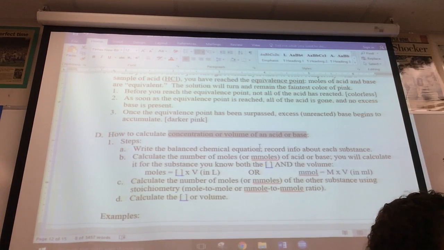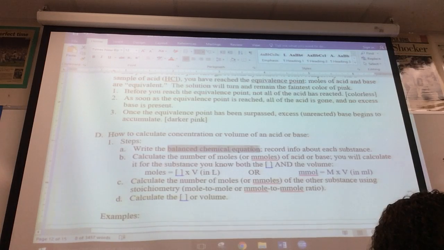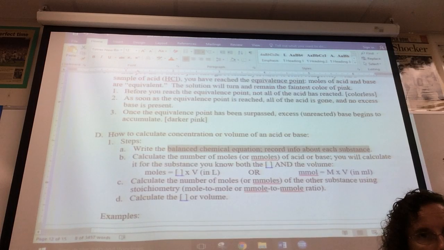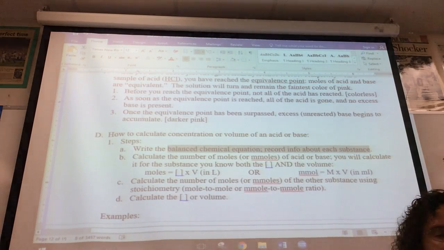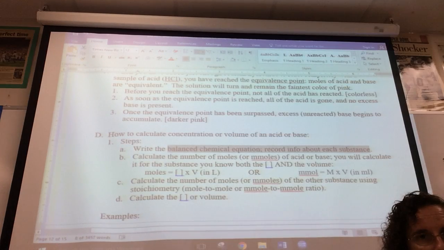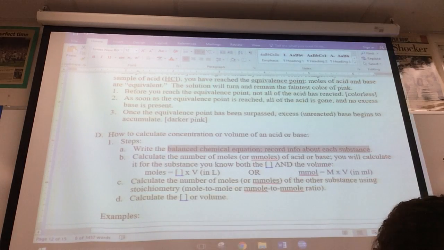In the first step, you're going to write the balanced chemical equation and you'll record the information provided. These will be neutralization reactions that we learned how to write last time. And if you missed anything in this acid-base chapter, all of the lessons are posted. It may or may not be your class period, but everything is posted.